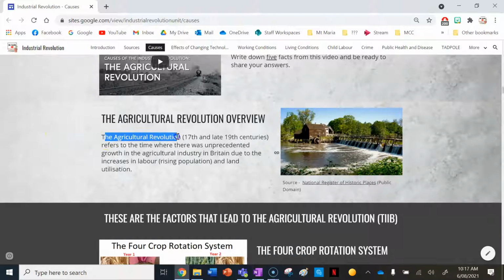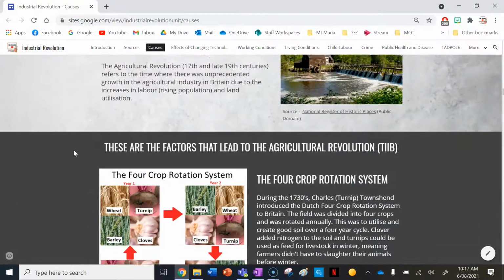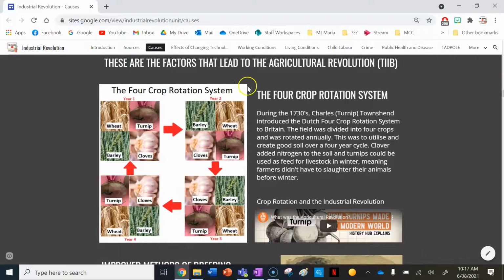So the agricultural revolution occurred between the 17th and late 19th centuries. It refers to a time where there was unprecedented growth in the agricultural industry in Britain due to the increases in labour, rising population, and land utilisation. Land utilisation also refers to the new practices and the new technologies involved with agriculture that caused the agricultural revolution. So these are the factors that led to the agricultural revolution. You can remember them as the acronym TIB, but these are them here.